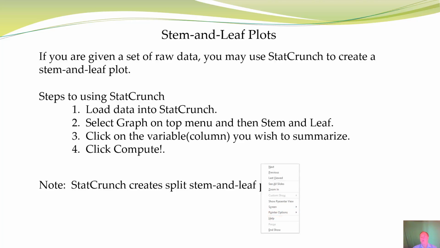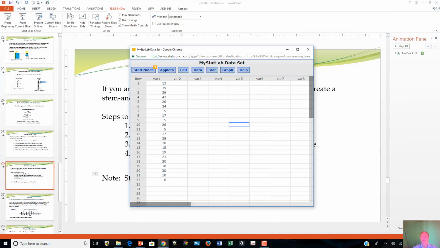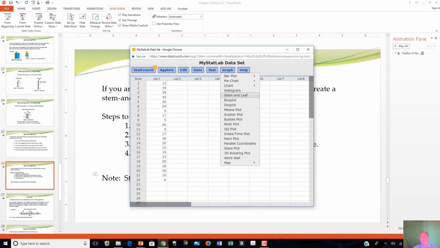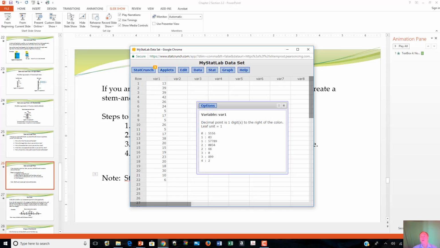So let me go over here. Let's take the same set of data that we've been working with. This time I'm going to do a stem and leaf. So I click graph, come down to stem and leaf, click it, click on the column. Now, outlier trimming, you could leave that as extreme only, or you could click none. Compute, and here would be your stem and leaf.